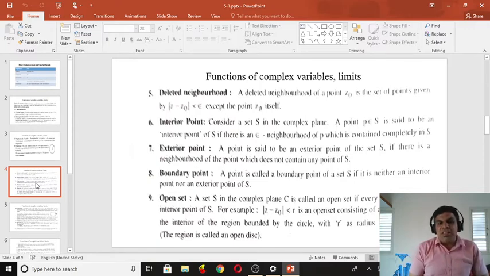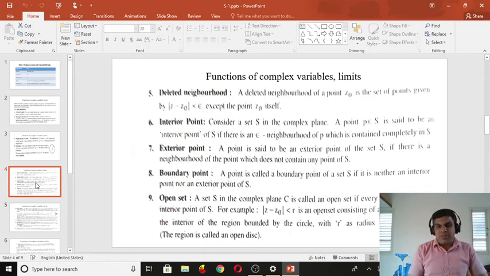If we come to the exterior point, it is omitting that, meaning that point is not included. A point is said to be an exterior point of a set S if there is a neighborhood of the point which does not contain any point of S. That is called excluded, meaning we are not taking that point. That is called an exterior point.